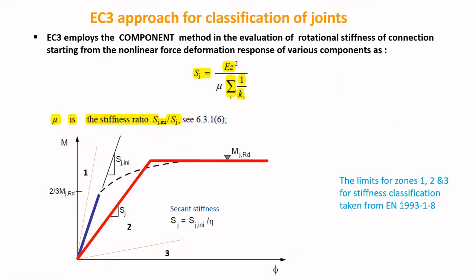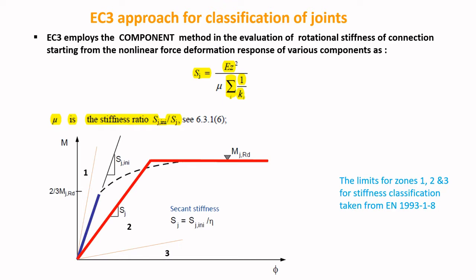Now the European Code EC3 employs the component-based verification for the evaluation of rotational stiffness of connection, and it basically uses the stiffness coefficients of the components constituting the entire connection, designated by Ki, and the rotation stiffness Sj is calculated as E z squared divided by mu into summation of 1 by Ki.